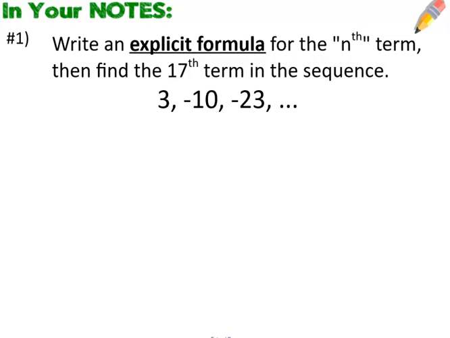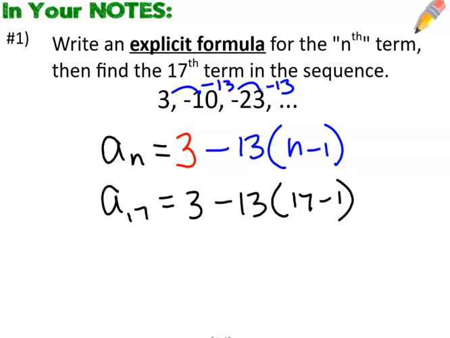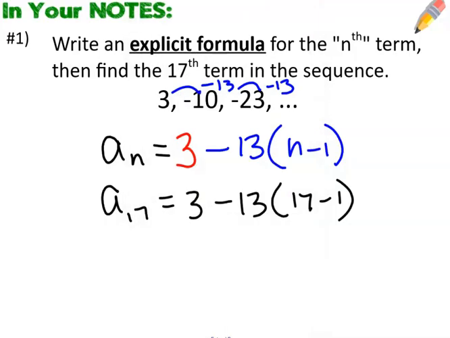Let's try one more. Let's write the explicit formula for the nth term. So the answer in the nth position is a sub 1 minus the common difference times the quantity of n minus 1. Now if we want to know the 17th term in the sequence, we simply fill in the letter n with the number 17. Then we pick up our calculator and compute. So the answer in the 17th position is negative 45.